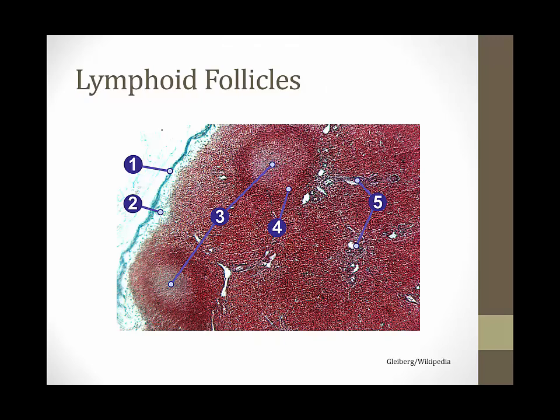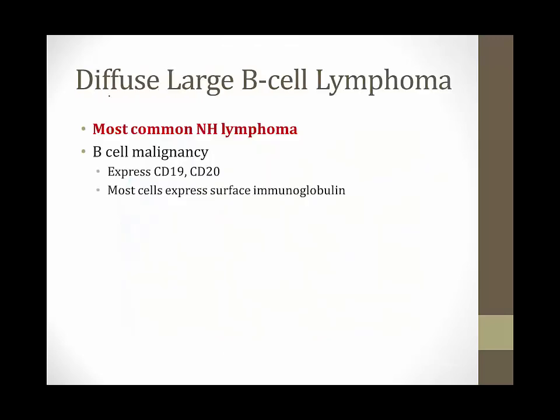And here's another picture of lymphoid follicles, the way they appear under the microscope. You can see these circular regions labeled number 3. Those are the follicles. The first type of non-Hodgkin lymphoma we'll discuss is called diffuse large B-cell lymphoma. This is the most common subtype of non-Hodgkin lymphoma. It represents about 25% of all cases of non-Hodgkin lymphoma.